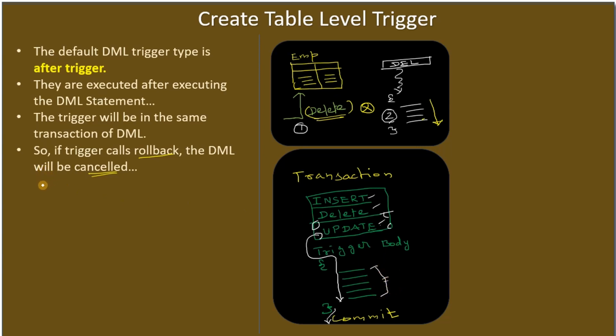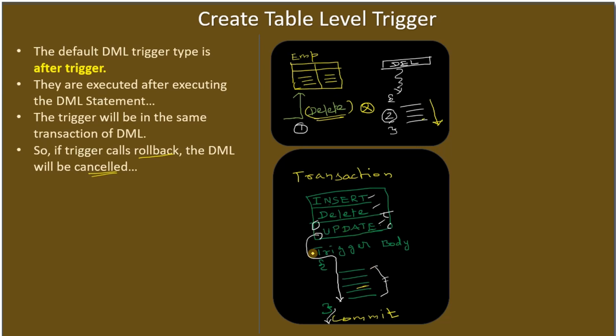That's why here we are talking about the trigger being in the same transaction as the DML. So if the trigger calls rollback, the DML will be cancelled. It can be insert, delete, or update. If you make a call to rollback here somewhere, say for example the trigger is for update, the update will be cancelled in the trigger body. So you can make some condition, and based on that you can cancel the transaction.